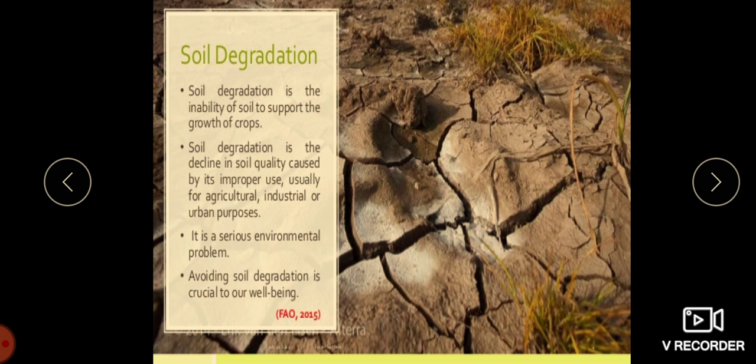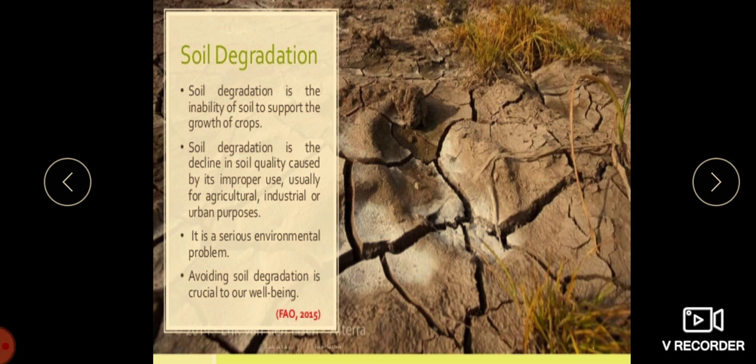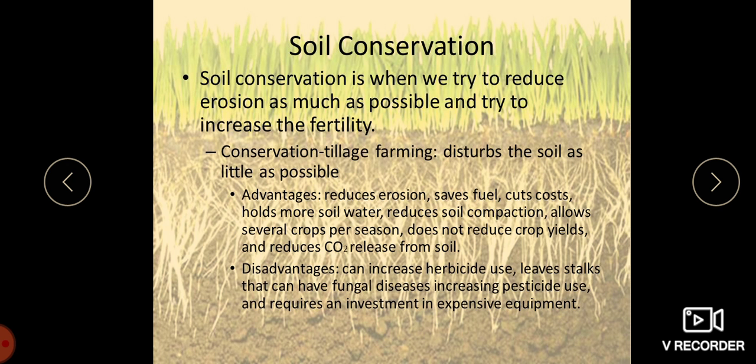Now we will move on to soil degradation. What do we mean by soil degradation? Soil degradation is the inability of the soil to support the growth of crops. Soil degradation is the decline in soil quality caused by its improper use, usually for agricultural, industrial or urban purposes. It is a serious environmental problem. Avoiding soil degradation is crucial to our well-being.